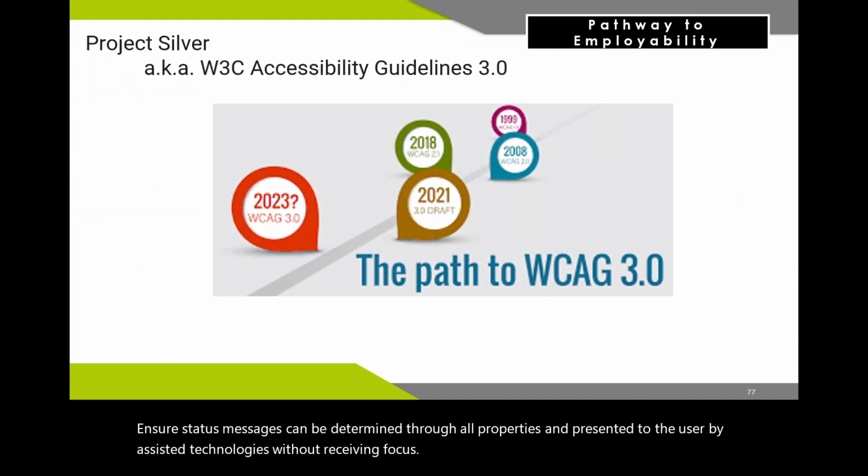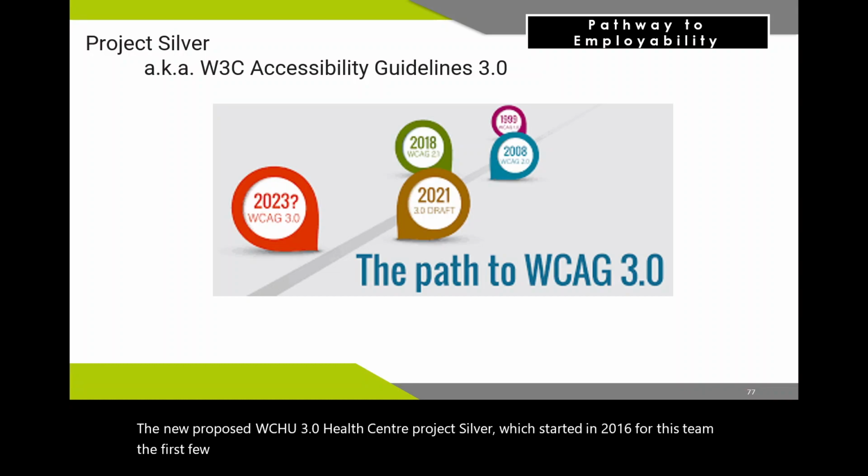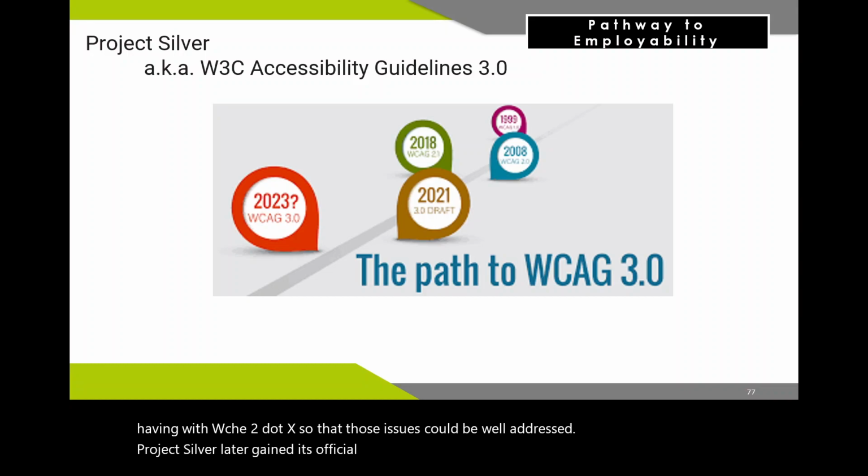The new proposed WCAG 3.0 comes under Project Silver, which started in 2016. For this team, the first few years were spent researching WCAG 2.x to find out what problems people were having with WCAG 2.x so that those issues could be well addressed. Project Silver later gained its official name, the W3C Accessibility Guidelines 3.0.